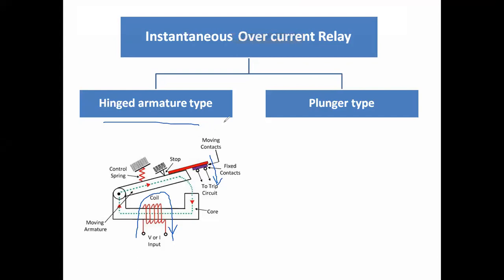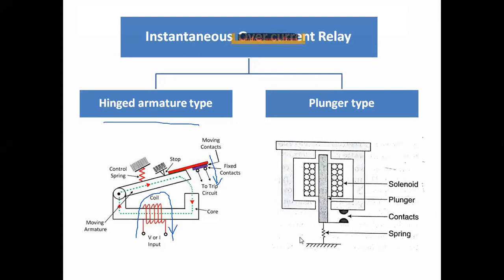It will operate instantaneously. Plunger type relay has the same principle. This is the construction. When high level of fault current passes through this coil, it will pull the plunger in upward direction instantaneously, and the plunger type relay will operate. So basically for instantaneous relay, we use these two types of relay, hinged armature type or plunger type.